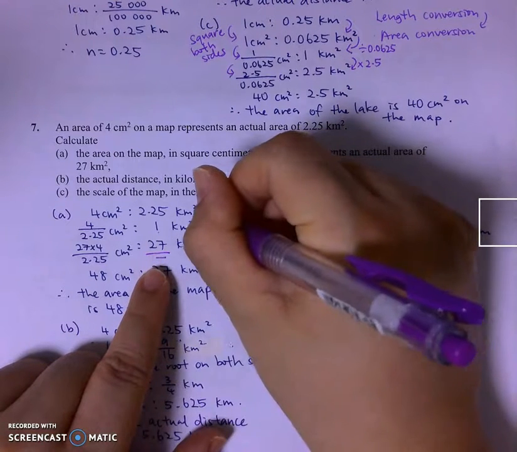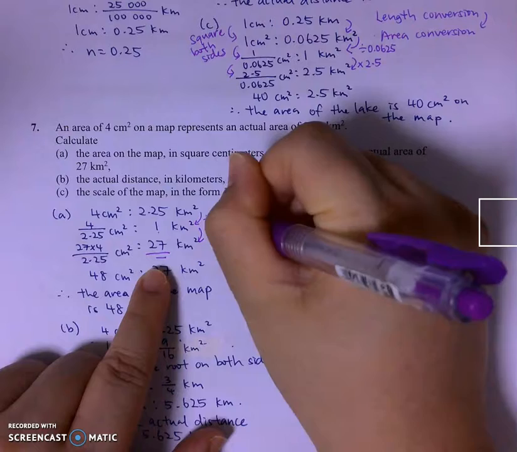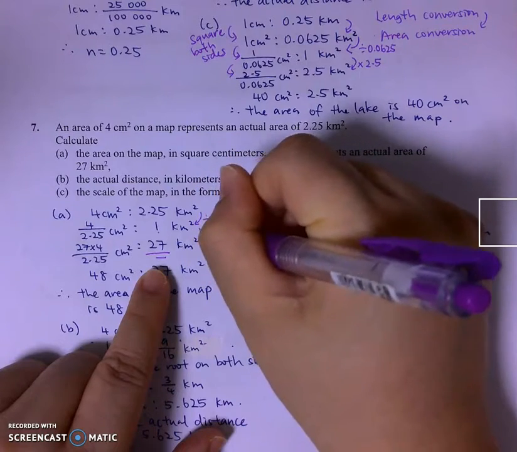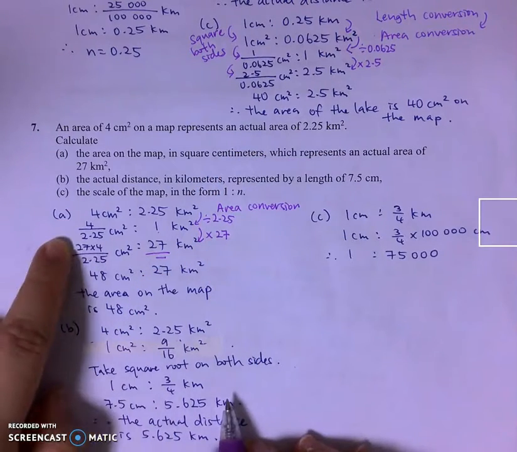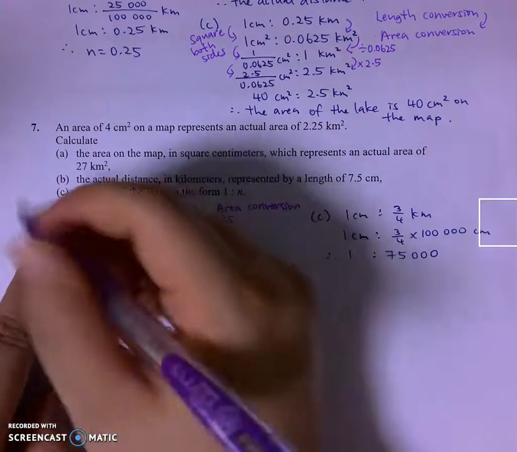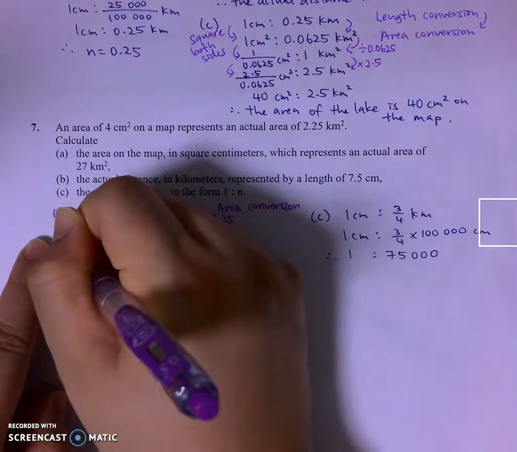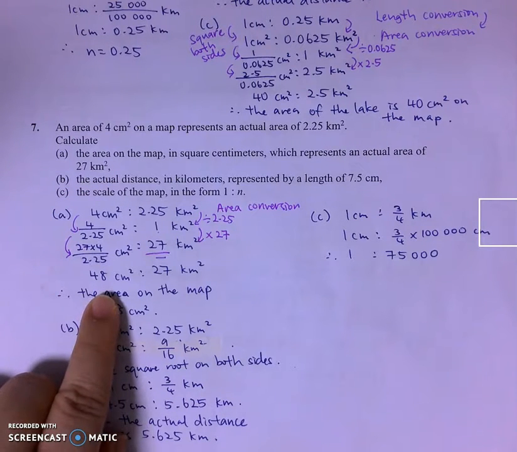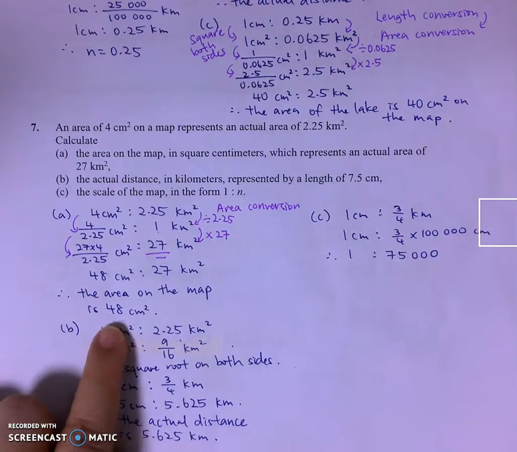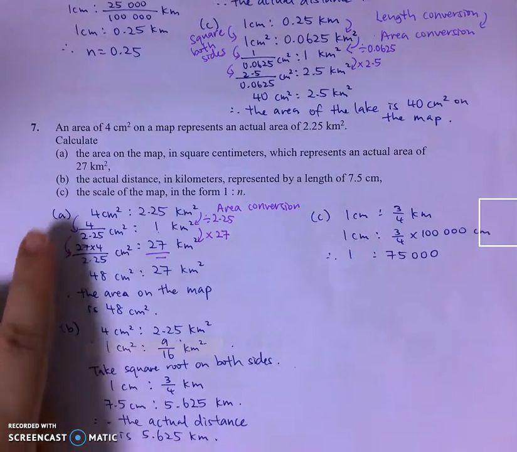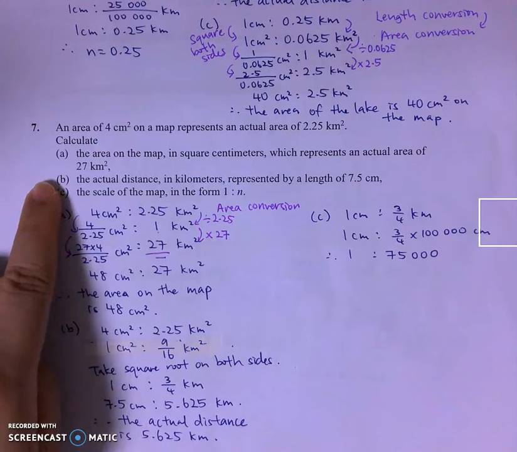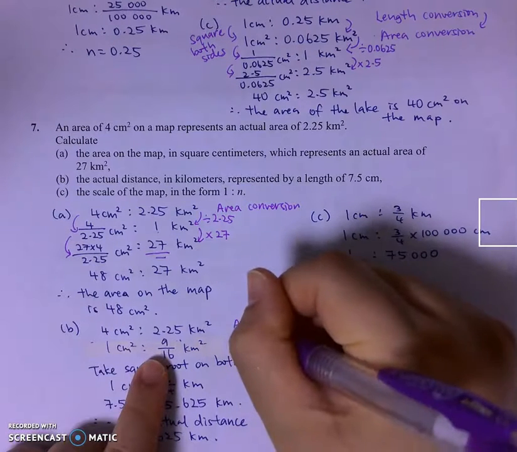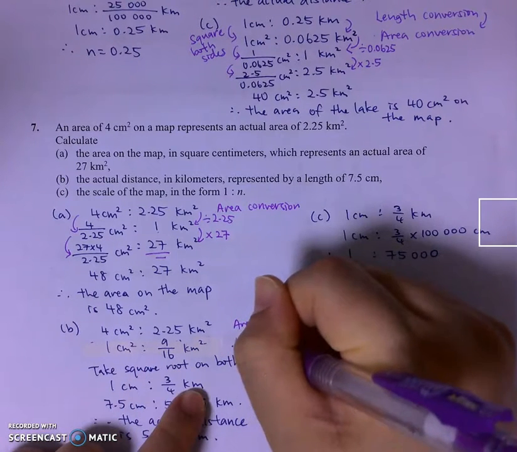So here I need to divide by 2.25 and I multiply by 27. So I do the same on the other side. Divide by 2.25 and then multiply by 27. Key in the value and I get 48 cm square. So the area on the map is 48 cm square. Now part B requires us to change the area conversion to that of length conversion.